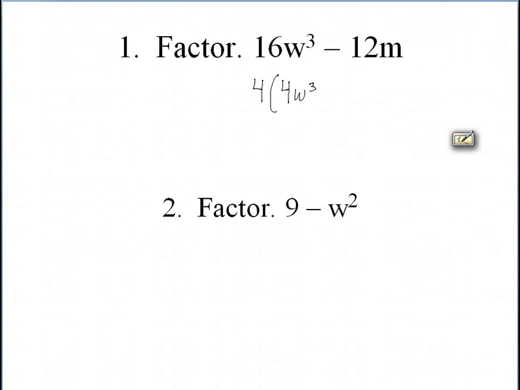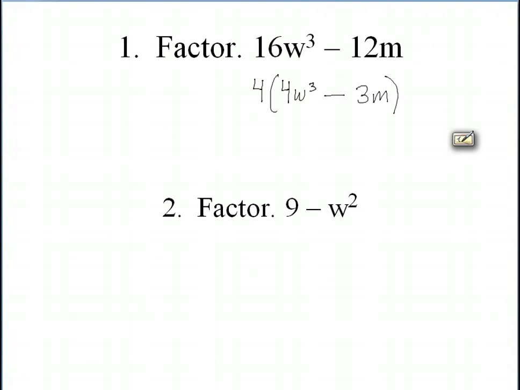Because when you multiply whatever you factored out back through, you should end up with the exact same problem that you started with. So it wouldn't make sense to put a 2 or something else here, because 4 times 2 wouldn't give you this 16. The only thing that would make sense is a 4. So 4 times 4w cubed would give us 16w cubed. Now, 4 times what would give us 12m? That would be a 3m.